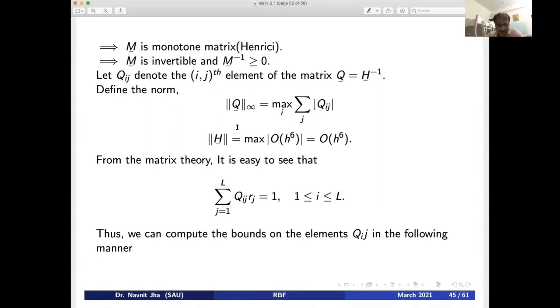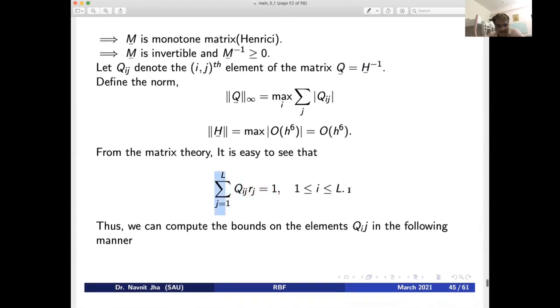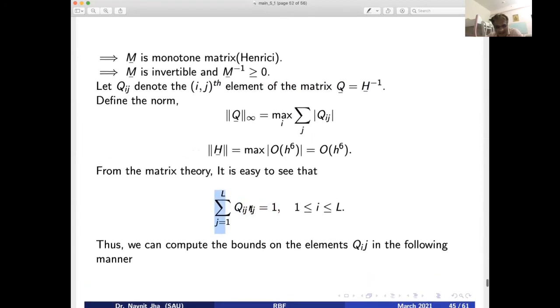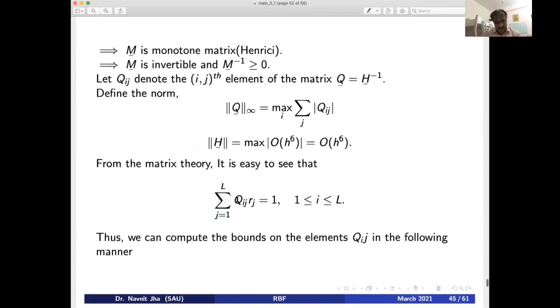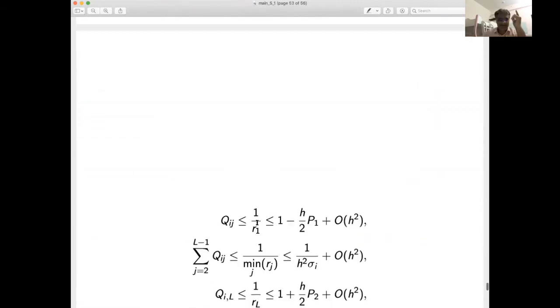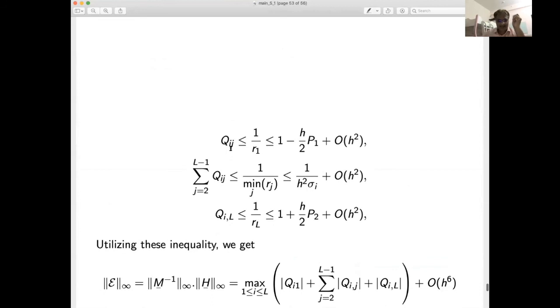Now, from simple mathematics, it is easy to see that this relation is true, where Rj is the row element sum and Qij is each entry of the matrix. Then this relation is equal to 1. Sum over j going from 1 to L, Qij Rj equals 1. So with this interesting result, I can find bounds on the element Qij, and this is done this way.